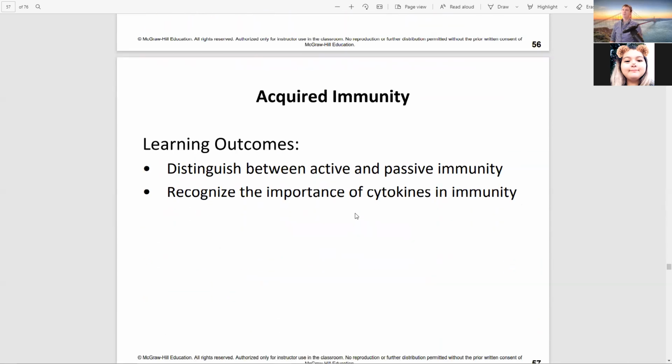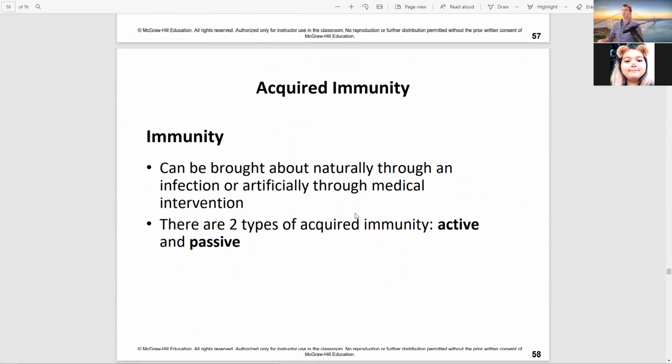So acquired immunity. So your learning outcomes here are to distinguish between active and passive immunity. Recognize the importance of cytokines in immunity. So acquired immunity can be brought about naturally through an infection or artificially through medical intervention. And there are two types of acquired immunity. We have active and passive.